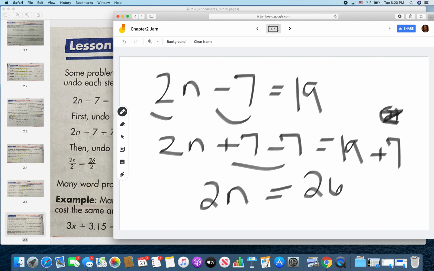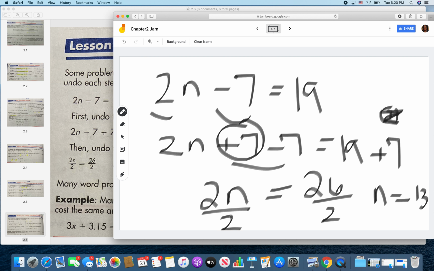Now, step 2 would be to divide. If you do this, 2 over 2 goes to 1, and n, since I'm running out of space, to the right-hand side, is equal to what? 13. We did 2 steps. There was a 7 minus 7, so we added a 7. There was a 2, so we divided by 2. But because we did this to both sides of the equation, the equality was not changed, and we were able to solve for the variable.